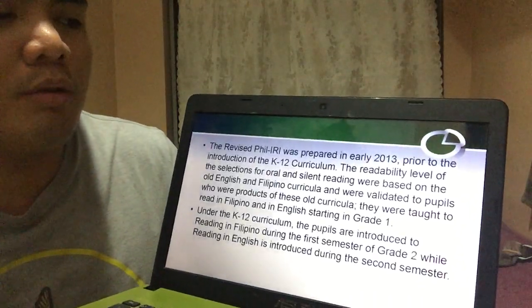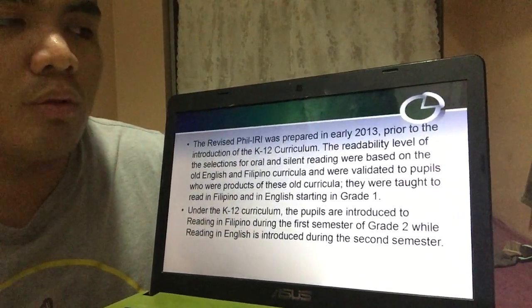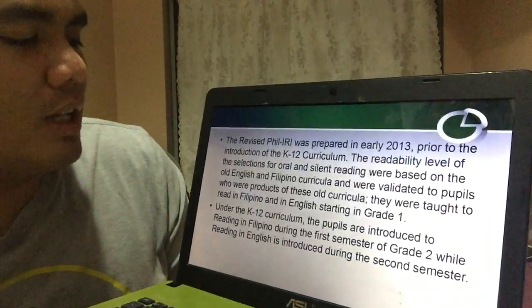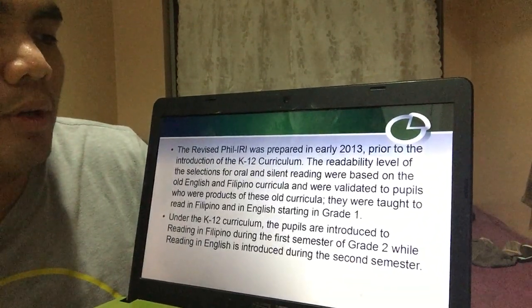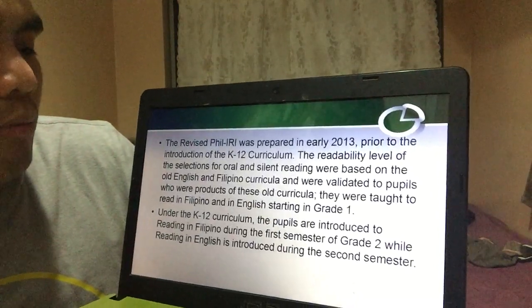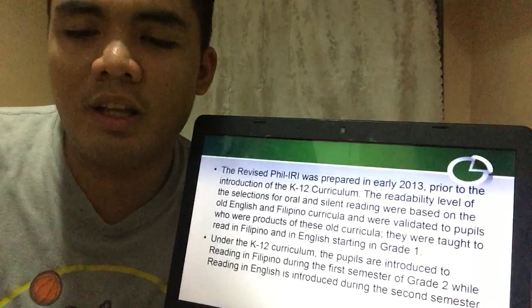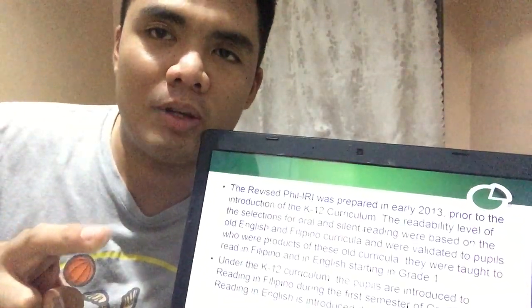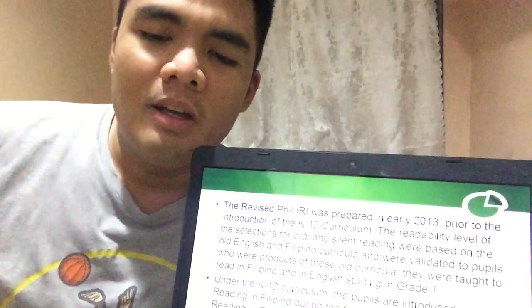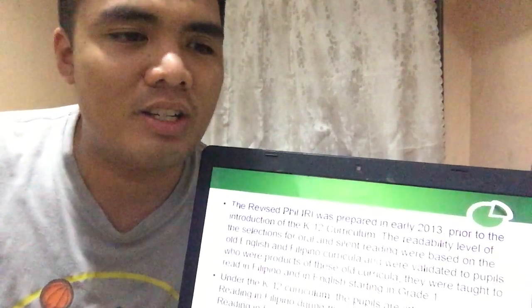The revised PhilIRI was prepared in early 2013 prior to the introduction of the K-12 curriculum. The readability level of the selections for oral and silent reading were based on the old English and Filipino curricula and were validated to pupils who were products of these old curricula. Now, there are two types of tests presented in this PhilIRI. First is the Filipino test, and another one is the English test.